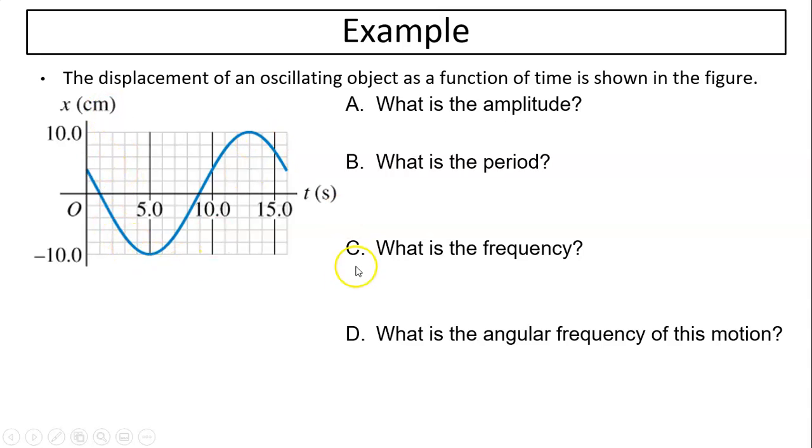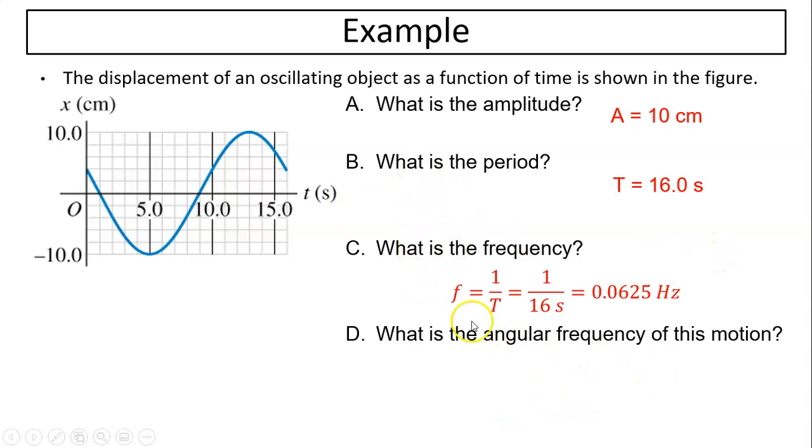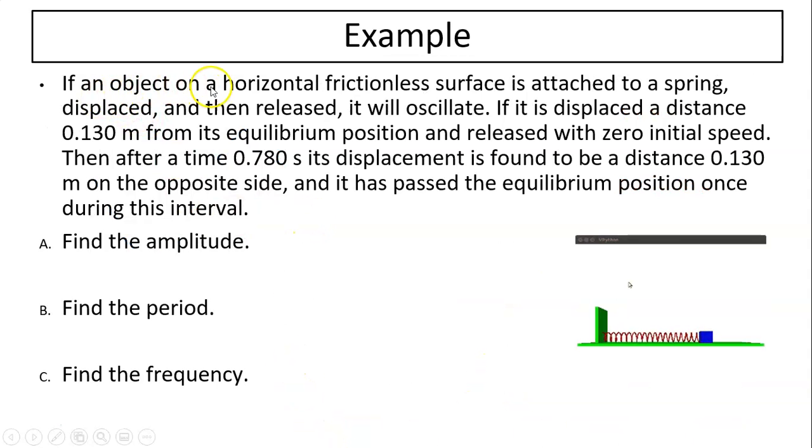Example, let's take a look. Here is a graph. What is the amplitude? What is the period? What's the frequency? What's the angular frequency? Amplitude is from the middle to the highest, or from the middle to the lowest. I hope you can figure it out. Period is the time for one cycle. From here to here is exactly one cycle. That's 16 seconds. Frequency is 1 over period. Angular frequency equals 2 pi f. That's it.